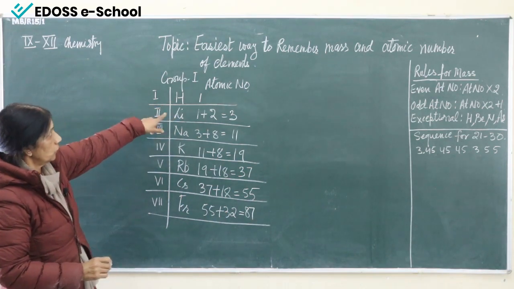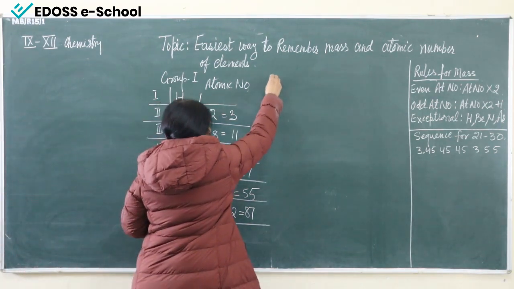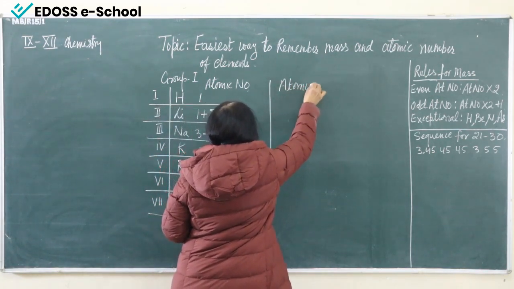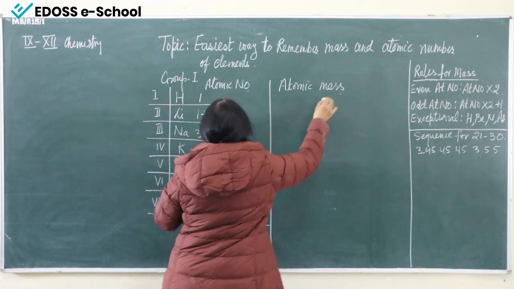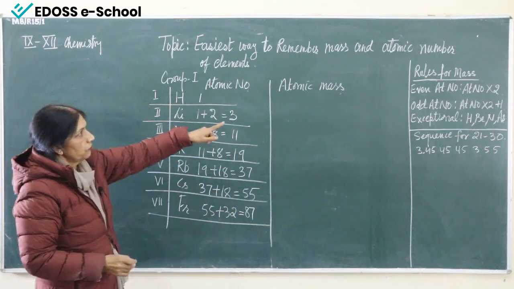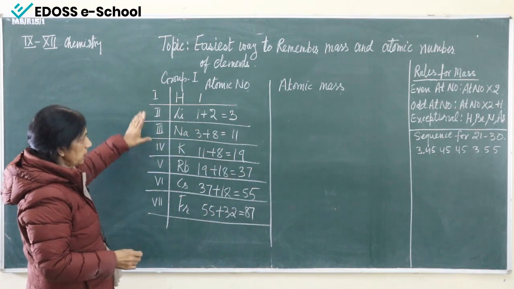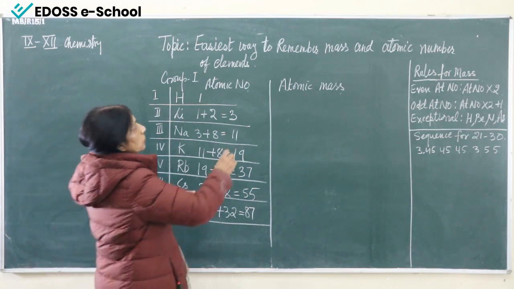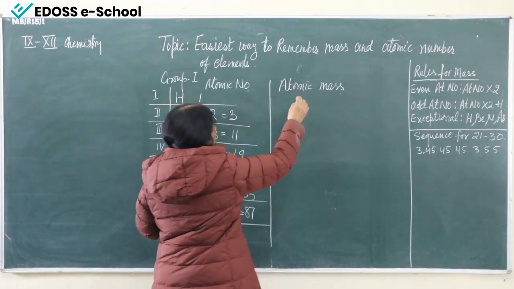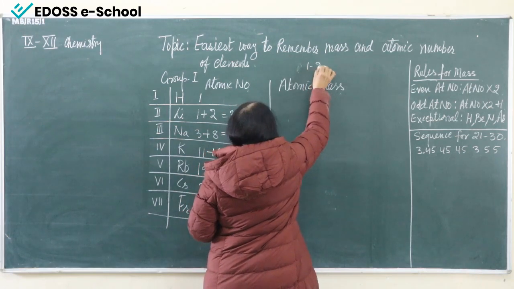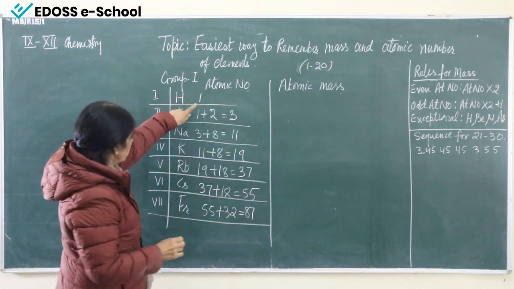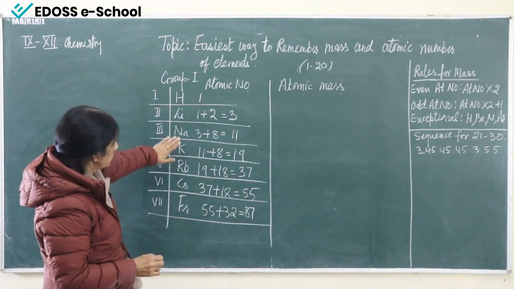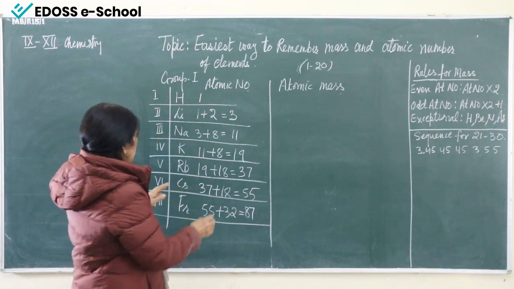Now how to learn their atomic mass. For atomic mass, this is only for atomic numbers 1 to 20. First we will take only those elements which have atomic number 1 to 20. So here we are getting hydrogen, lithium, sodium and potassium. So how will we learn their atomic mass?